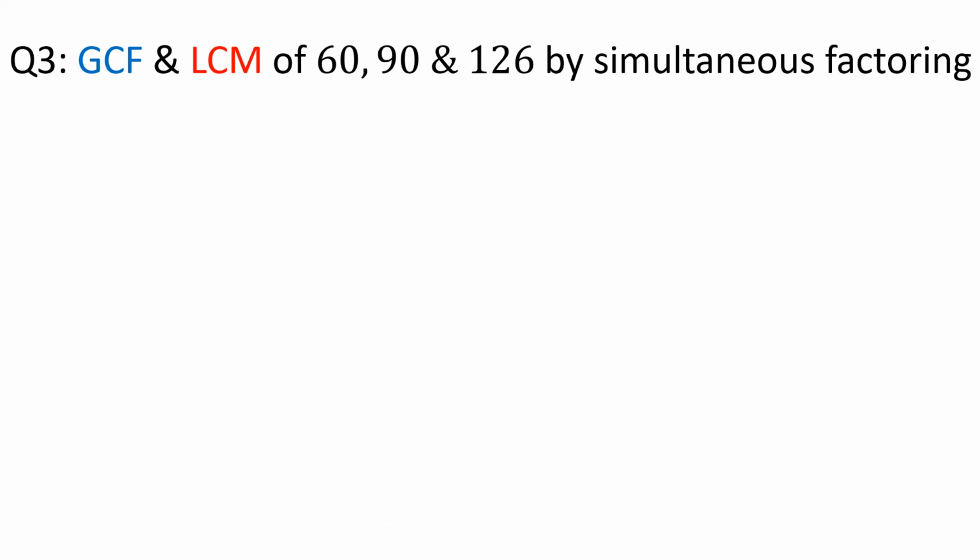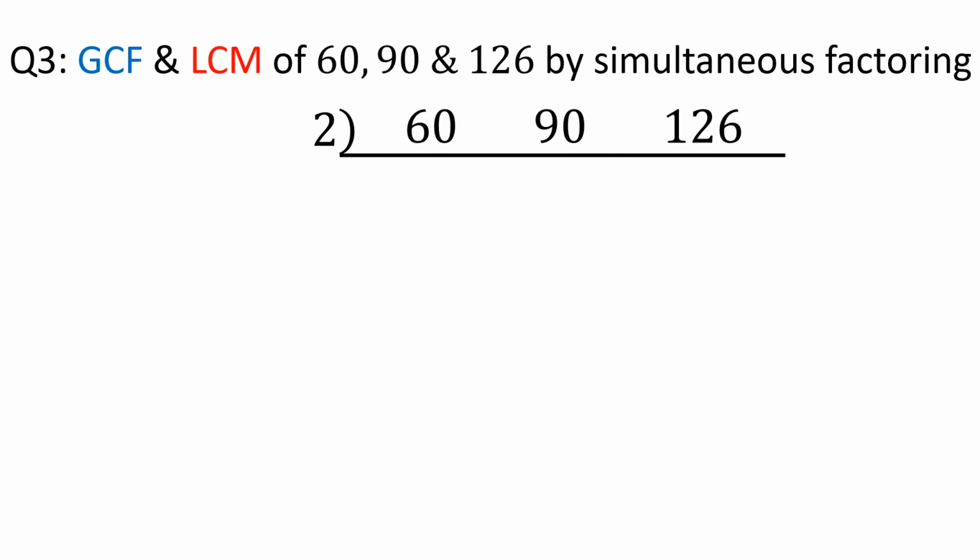Let's try one more question. GCF and LCM of 60, 90, and 126 by simultaneous factoring. Place 60, 90, and 126 side by side. All three numbers can be divided by 2. 60 divided by 2 is 30. 90 divided by 2 is 45. And 126 divided by 2 is 63.